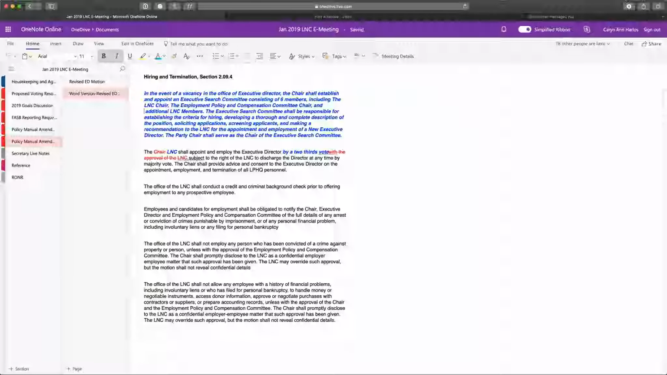Yes, sir. Okay. So if Ms. Harlos can make that modification, that was the intent of the maker. It's 6: LNC chair, EPCC chair, and 4 additional LNC members. If there's no objection to that procedure, that lets us continue with the debate on the substantive matter. Mr. Phillips, did you have anything further in favor?